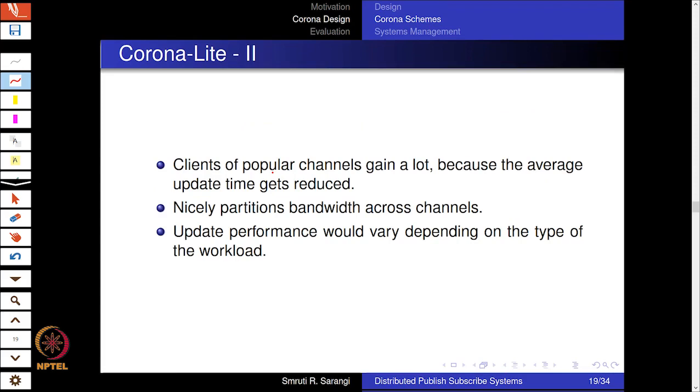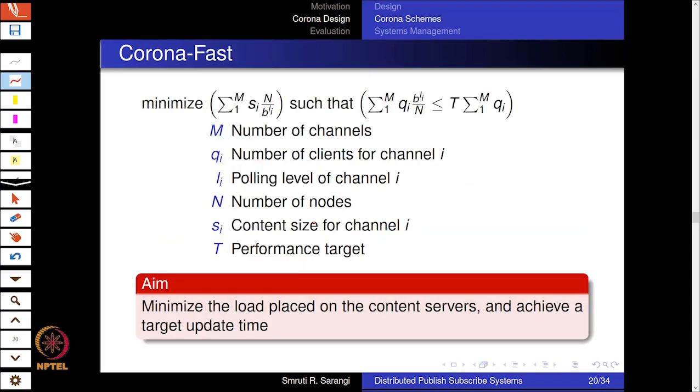So here what happens is that the clients of popular channels, needless to say, gain a lot, because for them the average update time gets reduced, and that too significantly. This nicely partitions the bandwidth across the channels. The update performance of course would vary depending upon the type of the workload, because the type of the workload is not being considered here very explicitly, and less popular channels suffer in this case.